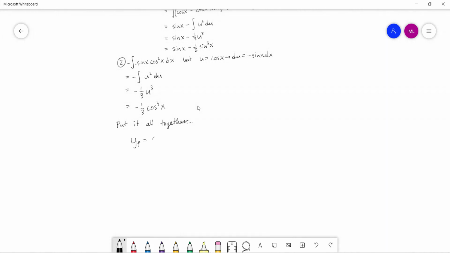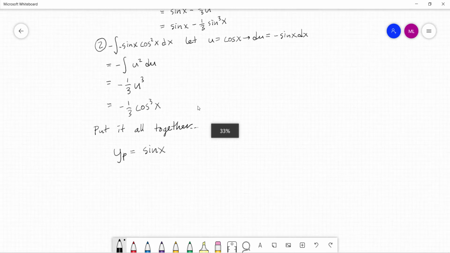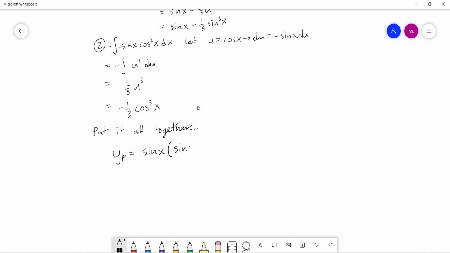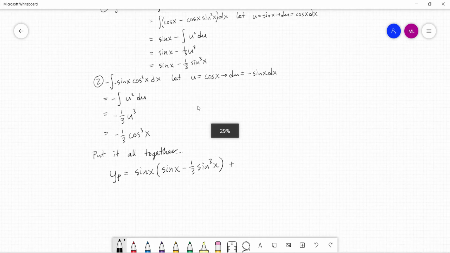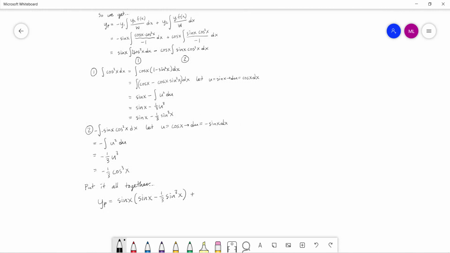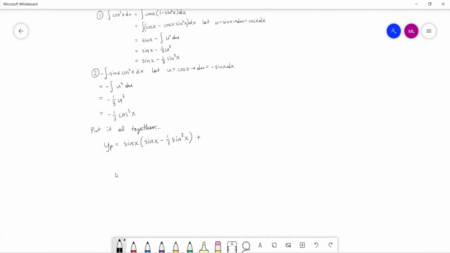Y particular is sine of x times sine of x minus 1/3 sine cubed of x plus, so we've taken care of the sine of x times this integral, and now it's going to be minus cosine of x times this, but this minus sign will cancel this minus sign to give us a plus, and we will just have a 1/3. We've got a cosine x here and a cosine cubed x here, so it's going to be a 1/3 times cosine x times a cosine cubed of x.